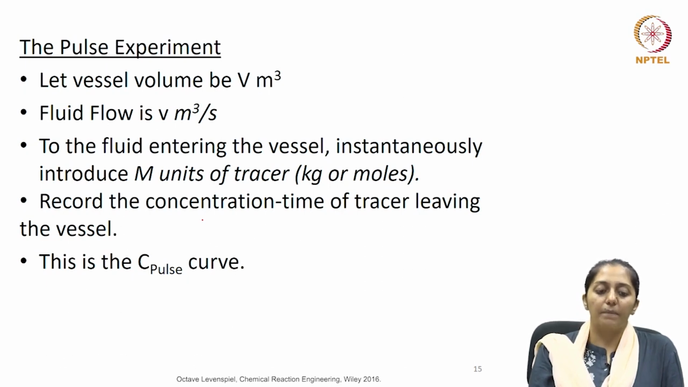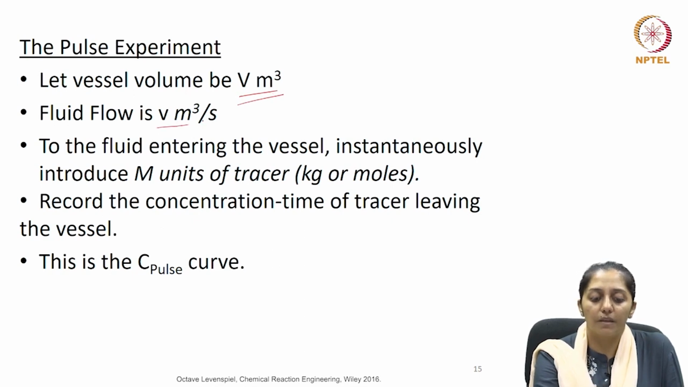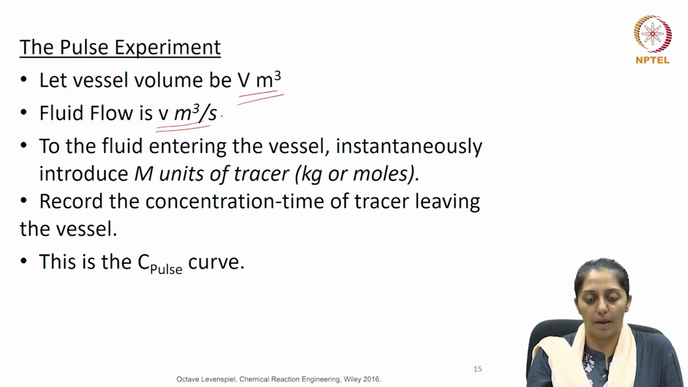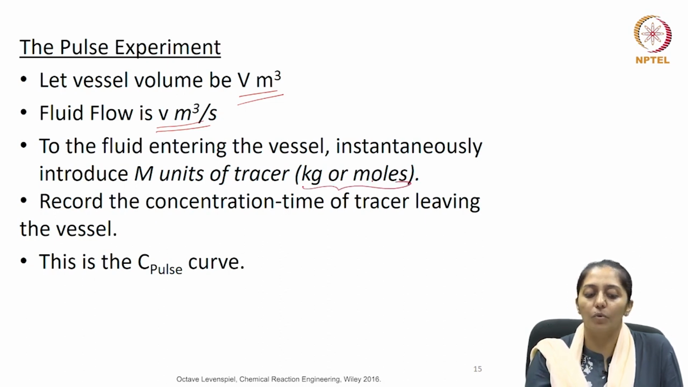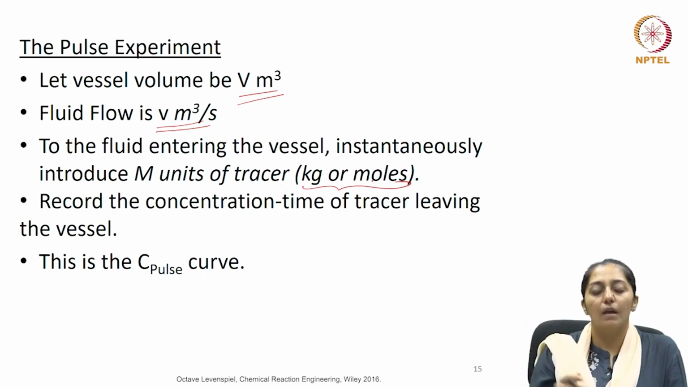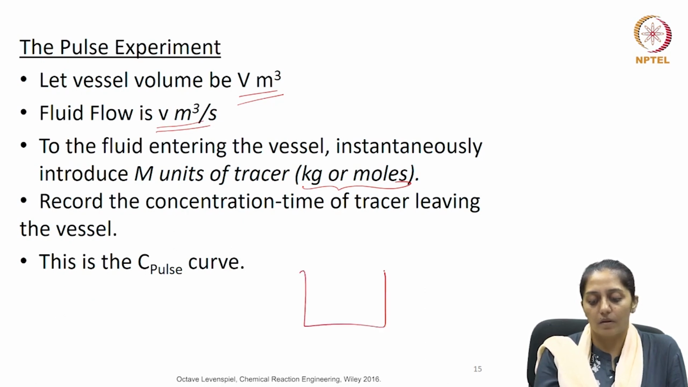In the pulse tracer experiment, please make note of the notations to be used here. Let the vessel volume be V meter cube. The fluid flow is represented by small v and the vessel volume by capital V. To the fluid entering the vessel, we instantaneously introduce m units of tracer, in kgs or moles. So this is a pulse experiment. Suddenly we introduce m units to the entering fluid, and at the same time we begin recording the concentration versus time profile of the tracer leaving the vessel on the other end.